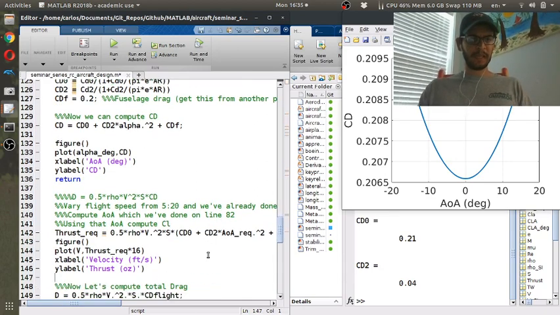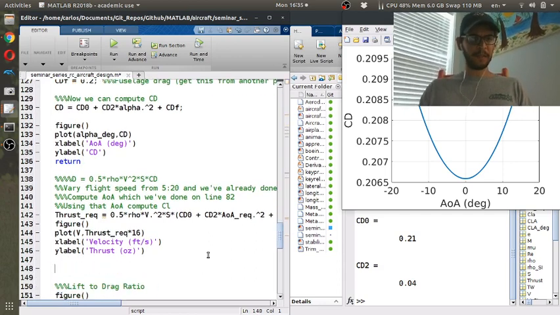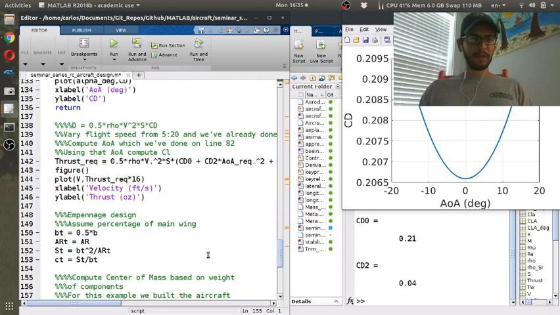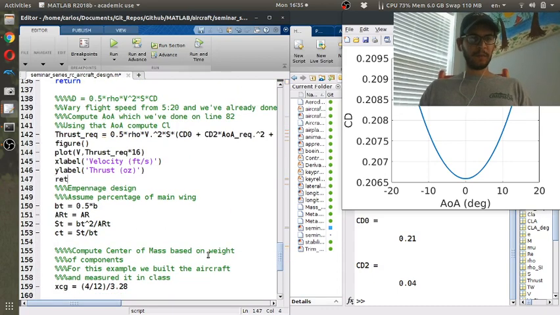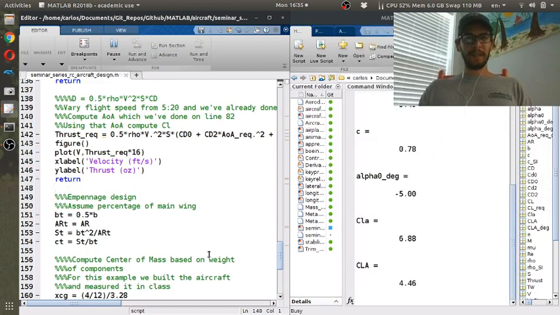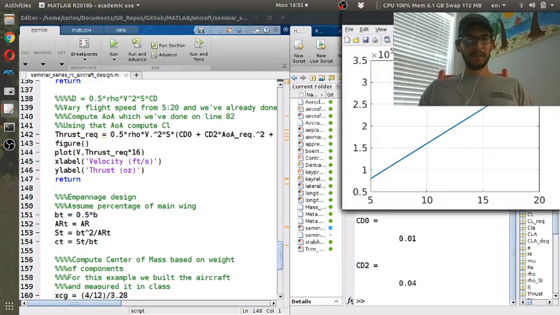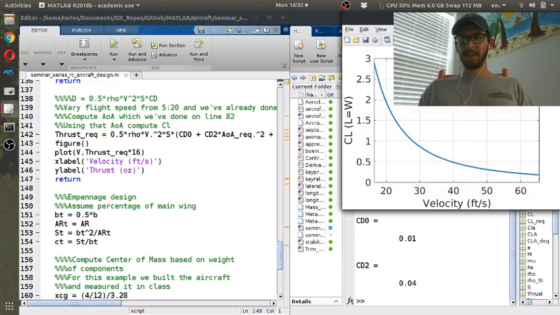Now let's compute the drag coefficient. I don't need that. Let's compute the total drag. I don't need that. I don't know what I was doing here with this other code. Lift to drag ratio, that's just kind of an extra thing. Empennage stuff, okay, we'll get there in a moment. All right, so let's see if this is good.